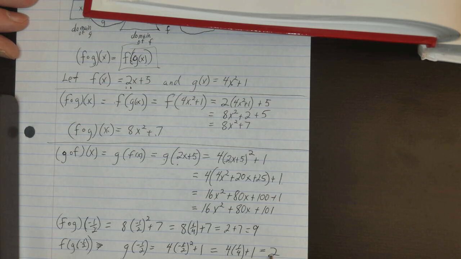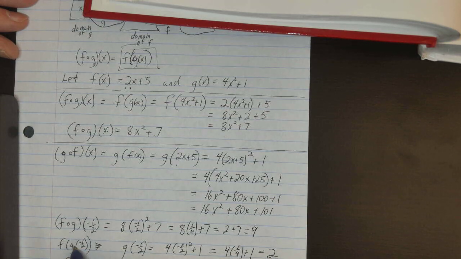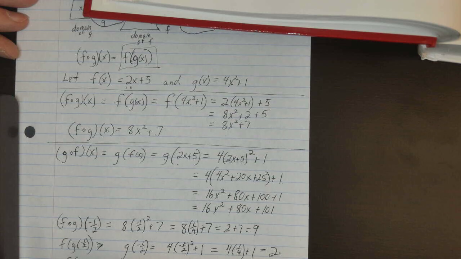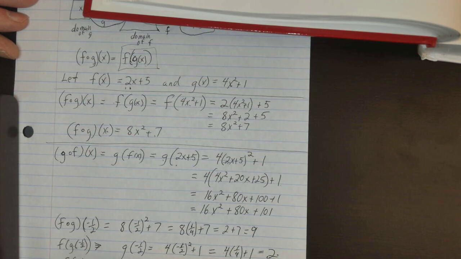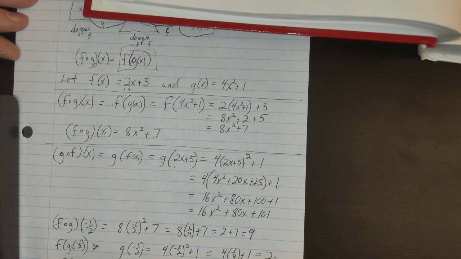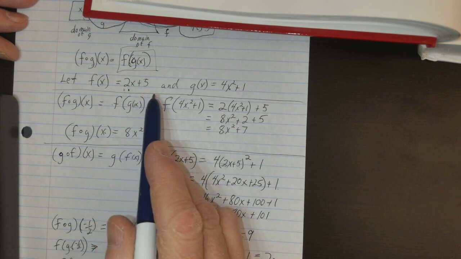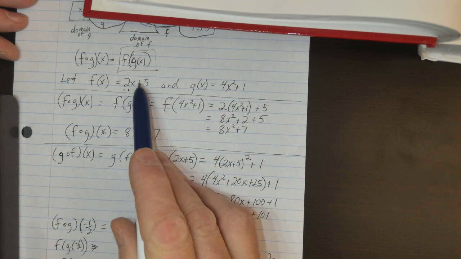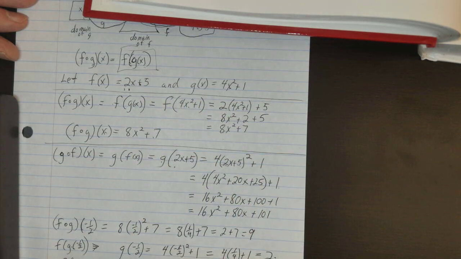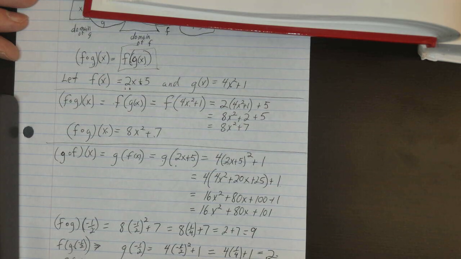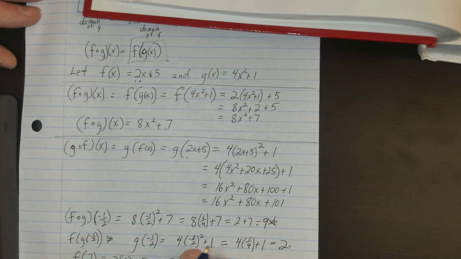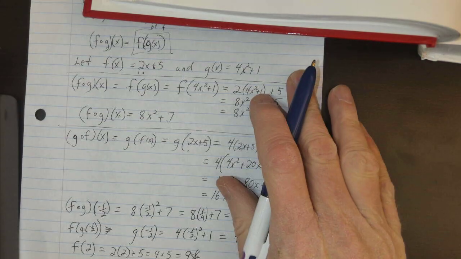Okay, now, g of negative 1/2 is 2, so we want to find f of 2. F of 2 is, let's see, where's the f function? 2x plus 5. So 2 times 2 plus 5 is 4 plus 5, which is 9. So these answers are the same. I think we're showing that here.